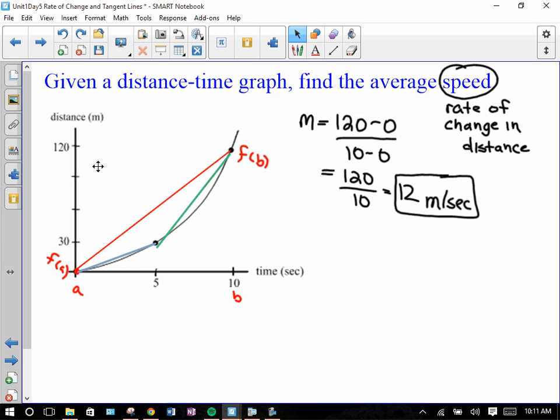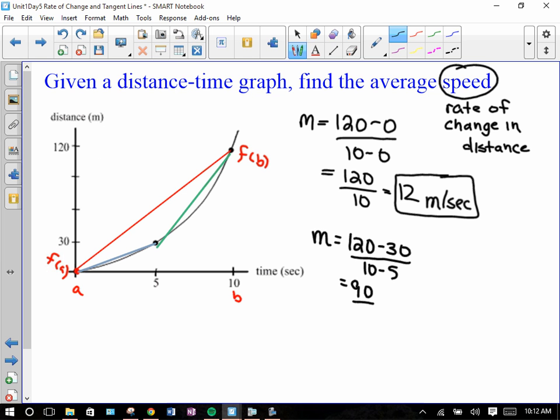So clearly, we can see that between 0 to 5, the average rate of change would be less. Between 5 and 10, the average rate of change would be greater than 12. Alright? We would calculate it the same way. So if you went from 5 to 10, your slope is equal to 120 minus 30 divided by 10 minus 5. You'd have 90 divided by 5, which would be equal to 18.